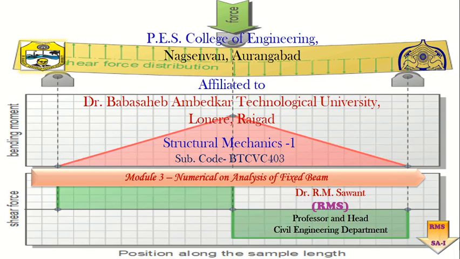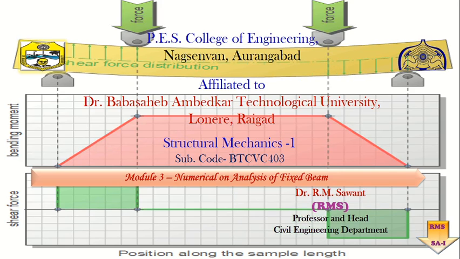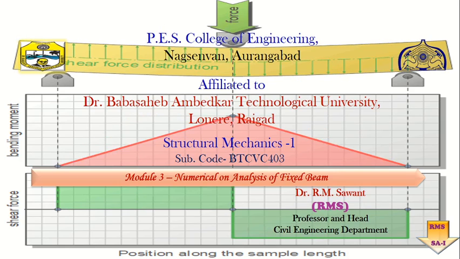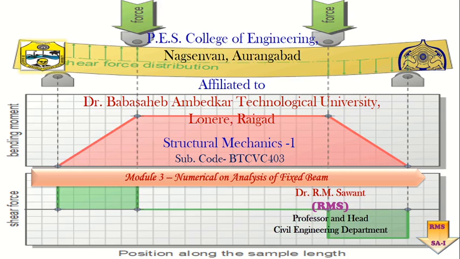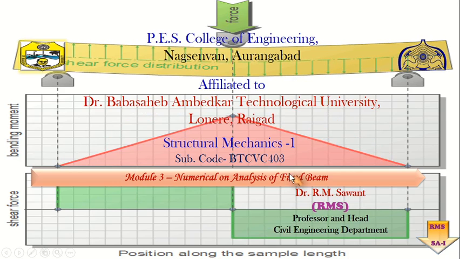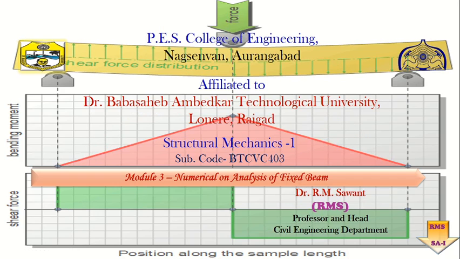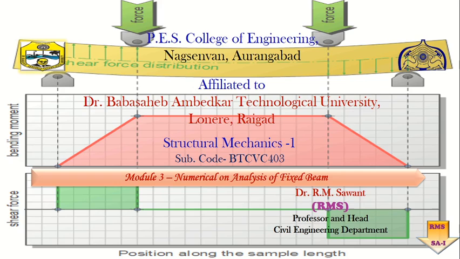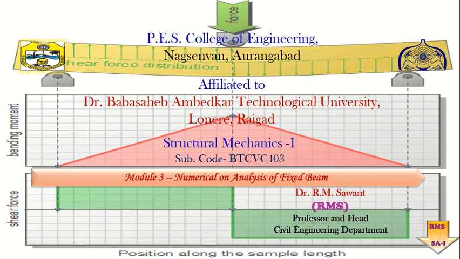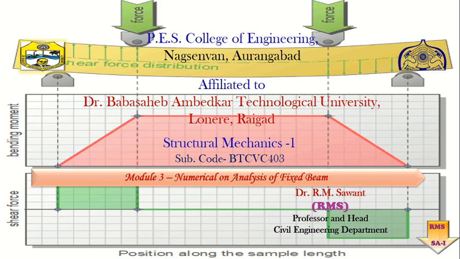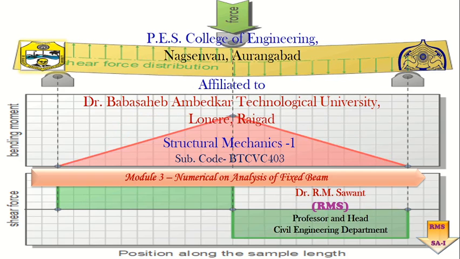As I have told you last time, we shall be starting with the numericals on the analysis of the fixed beam. By this time, we have seen near about 5 to 6 standard cases in which we have found out the fixed end moments at the fixed ends as well as the equations for the slopes and the deflection. Let us see a few numericals on that particular basis.